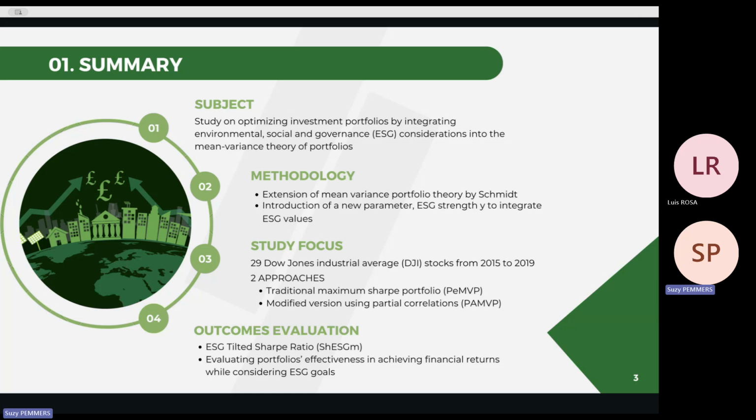Two approaches are compared. The first one is the traditional maximum Sharpe ratio portfolio, known as PE-MVP, and the second is a modified version that uses partial correlations, referred to as PA-MVP. Finally, a new performance metric was introduced, the ESG tilted Sharpe ratio, also known as SHESGM, and this metric evaluates the effectiveness of the portfolio in achieving both financial returns and ESG objectives.